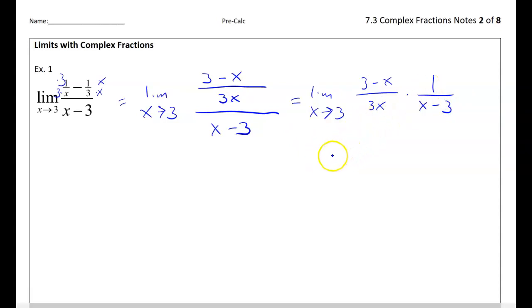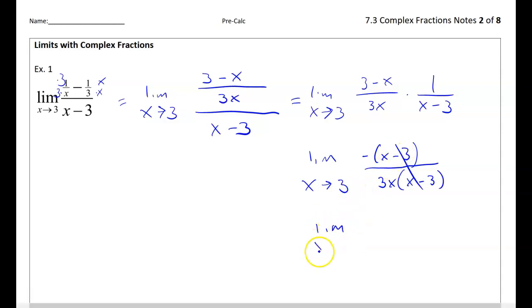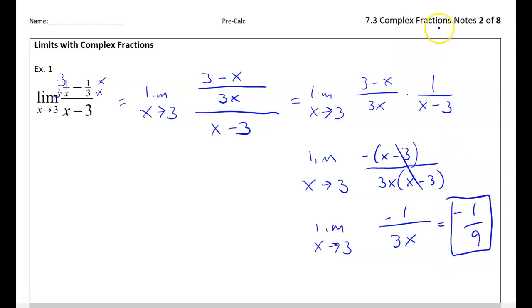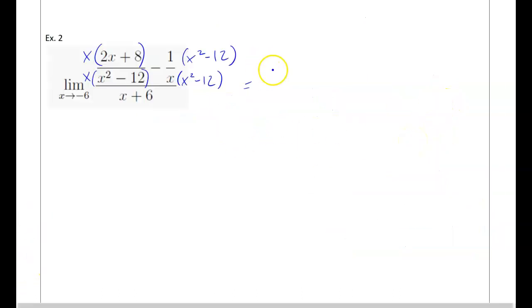Well, notice what I can do is use the same trick as in the previous problem here. I can factor out my -1, and rewrite it as x minus 3 over 3x times x minus 3. Then my factor cancels, allowing me to take the limit. What's left over is a -1 over 3x, and then I'm plugging in 3 to get -1 over 9. So notice this trick that we introduced on the previous page is super useful for taking this limit that we couldn't have taken before. Let's try one last example that's a little bit scarier looking, but uses the same skills.